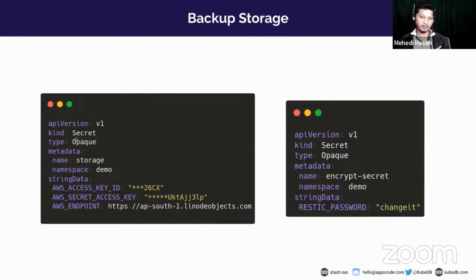If you look at the secrets, we have the AWS access key and access key ID. And we have another secret, the encryption secret. It's basically used for encrypting the data when we push into S3.